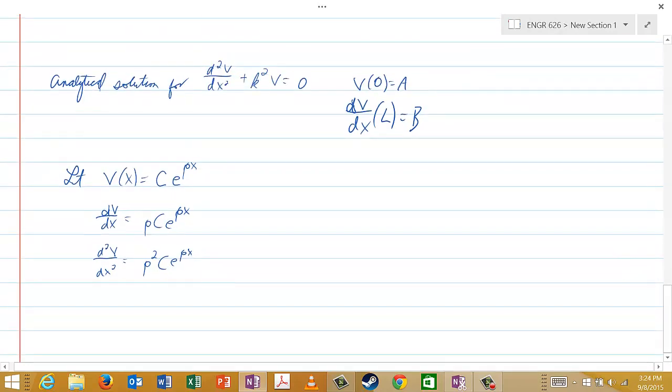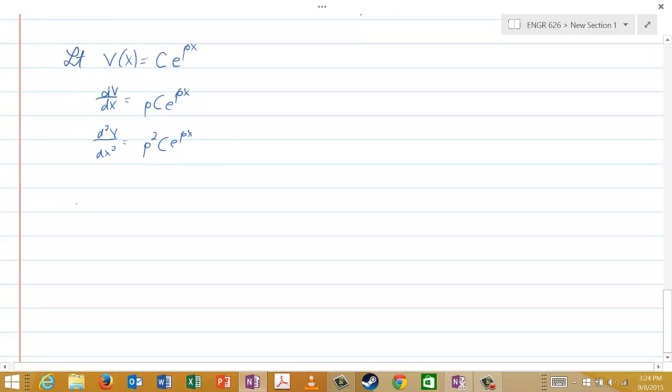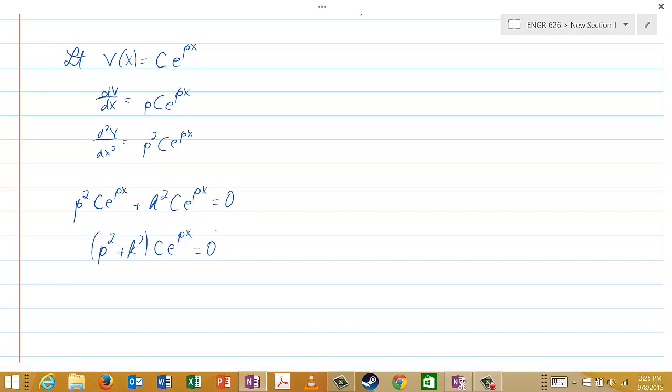And if we substitute these expressions into the equation, we get p squared C e to the px plus k squared C e to the px equals 0. So p squared plus k squared times C e to the px equals 0. And there's only two ways this can be true: either p squared plus k squared equals 0 or C e to the px equals 0.